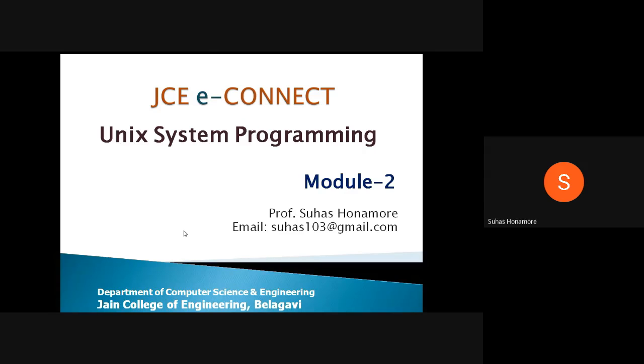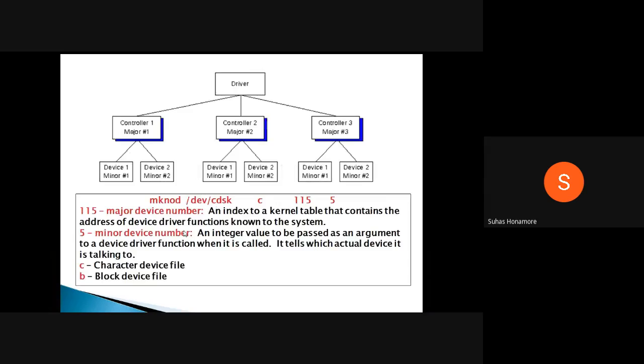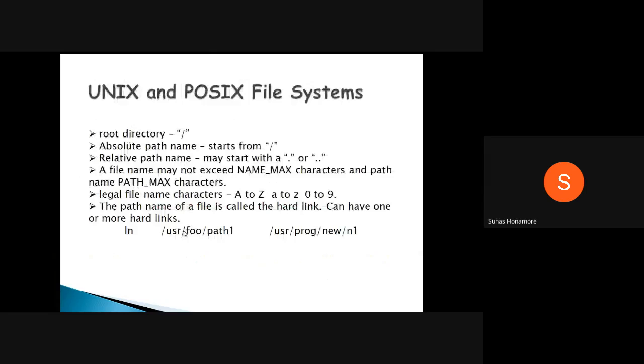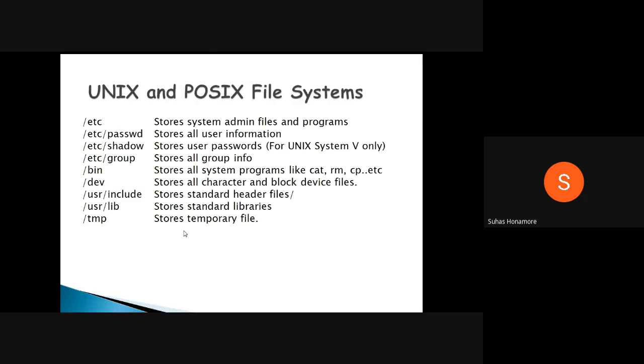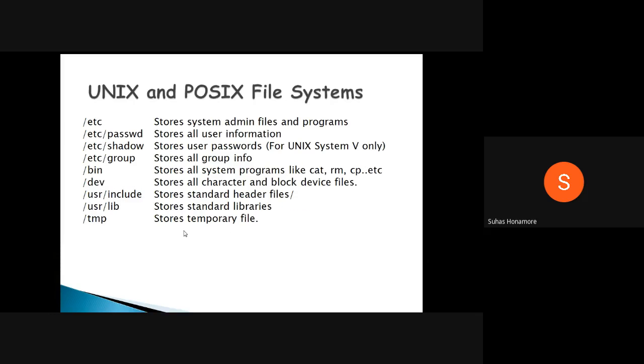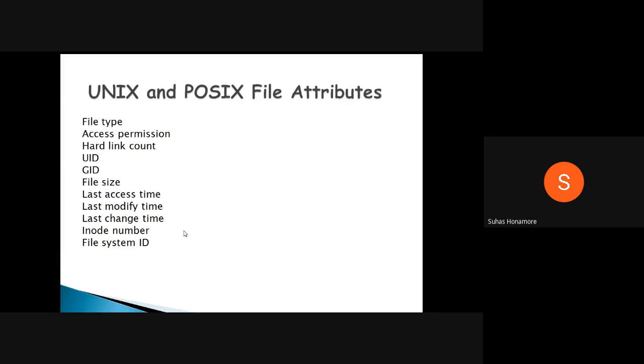We'll move ahead with the next topic. Already we studied types of files, soft link and a little bit about hard link also, and the POSIX file system. So what all Unix and POSIX file systems are there? What is the relative path and absolute path, how it is given. Then some folders and files, some directories. What all things are given? /etc, passwd, bin, dev. Those things we already studied.